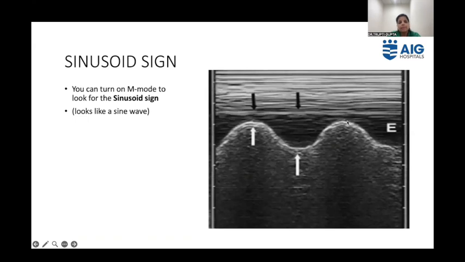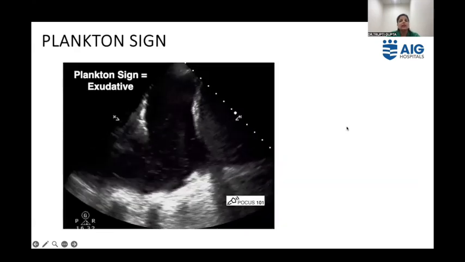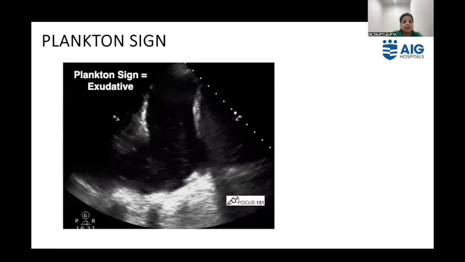When we put M mode on any pleural effusion, we will be able to see a sinusoid sign. This is like a sine wave. This is because of the movement of the visceral pleura and the parietal pleura against each other whenever the patient is breathing. The next sign that is described for pleural effusion is the plankton sign.